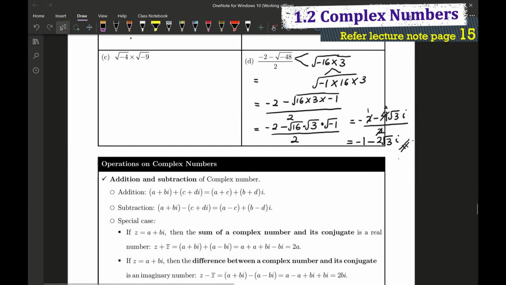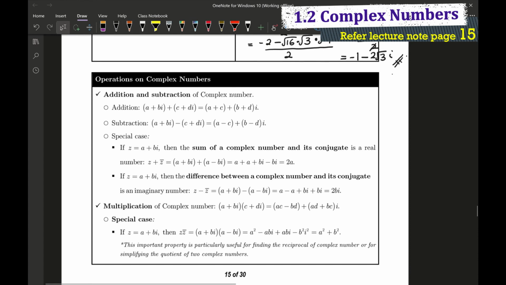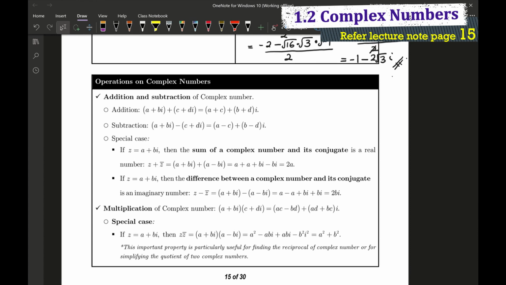Before this, we went through the definition, right? So we are done with the definition. We go to the complex number operation. To add or subtract complex numbers, we simply add the real part separately and the imaginary part separately to get a new complex number.